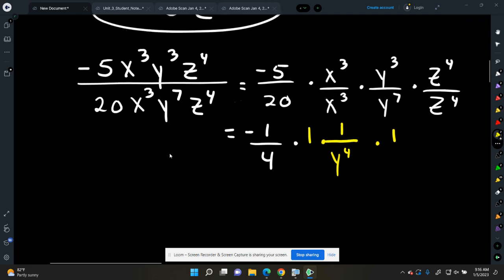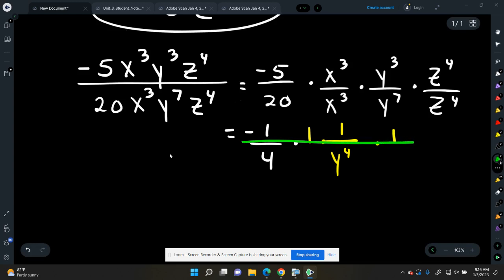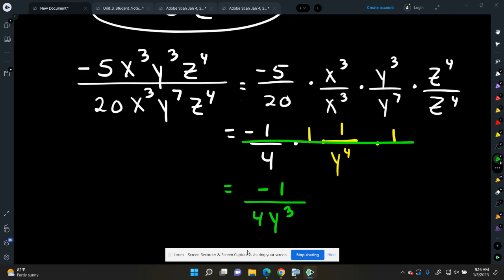Okay. All right. Now we draw a line straight across. We separated them. We worked with them separately, and now we're going to bring them back together. So we've got negative 1 on the top, and we have 4y to the fourth on the bottom. Yeah, y to the fourth. Thank you.